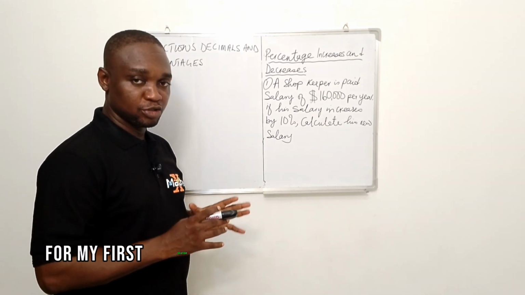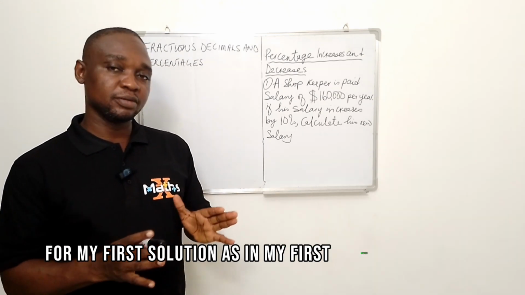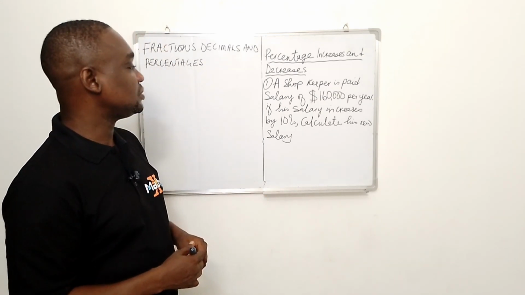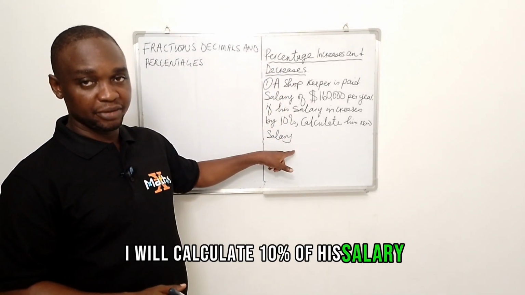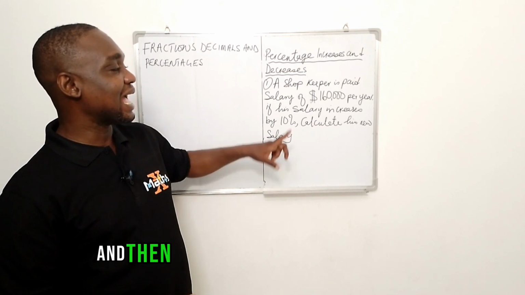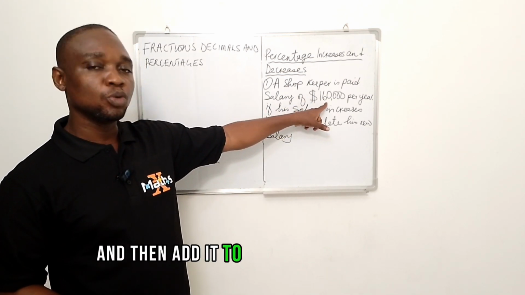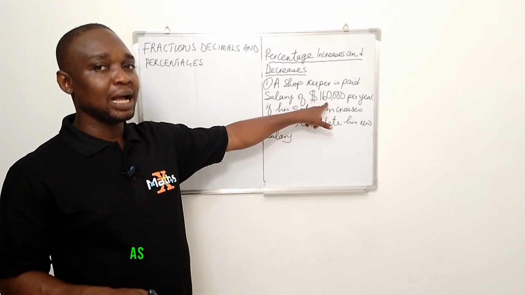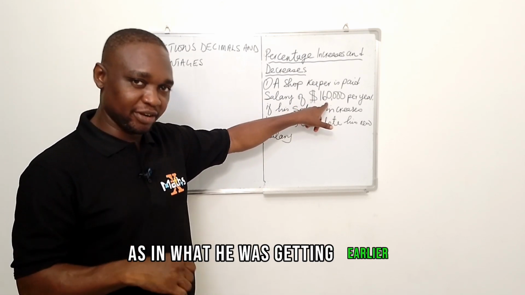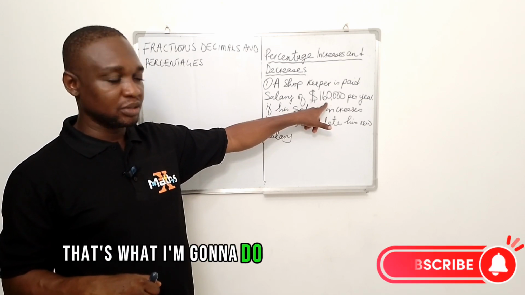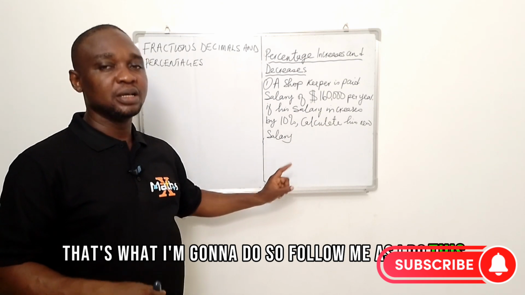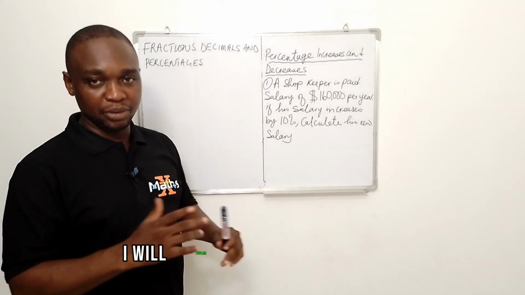For my first solution, as in my first method of solving, I will calculate 10% of his salary and then add it to what was his principal, as in what he was getting earlier. That's what I'm going to do. So follow me as I do this. When it's time for the next one, I will explain what I'm going to do.